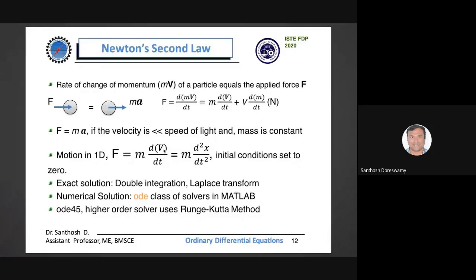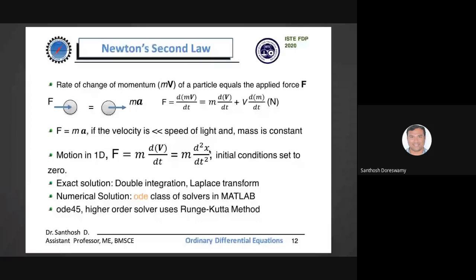Now v is a velocity, so you will have the second derivative of displacement given as the acceleration. So m into d square x by dt square equals F. This equation is a second order differential equation. If you look at the initial conditions, you need two of them: one for your displacement x, and the second for your velocity dx by dt. Only if you have two initial conditions can you arrive at a particular solution in time.